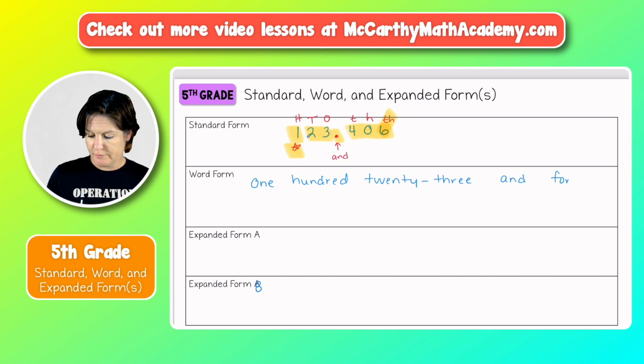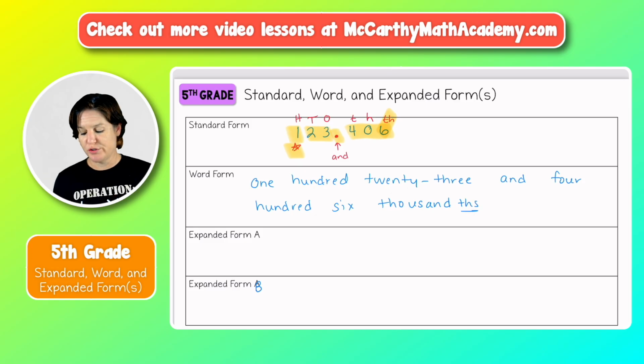123 and 4, spelling 4 wrong. 406 thousandths. T-H-S. And I usually just underline it right there for students so they can make sure that they're including that at the end. So 123 and 406 thousandths. That's how you write it into word form.